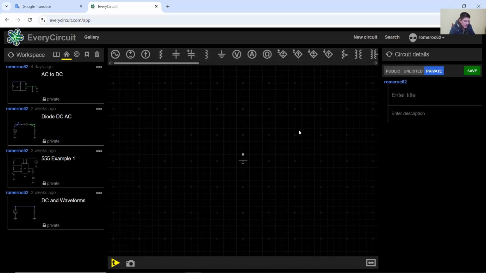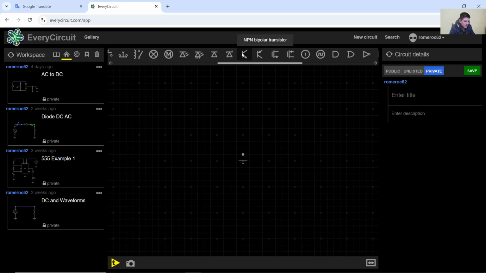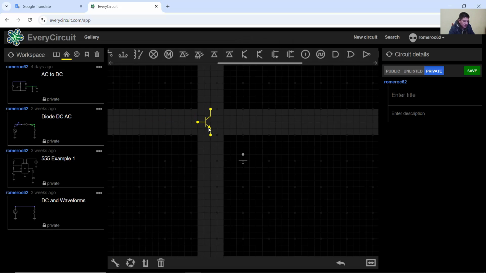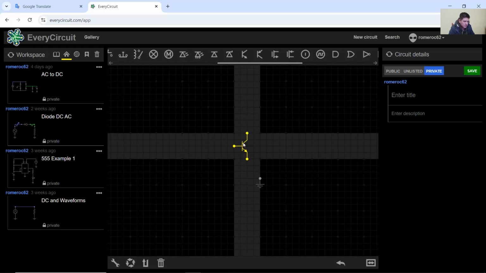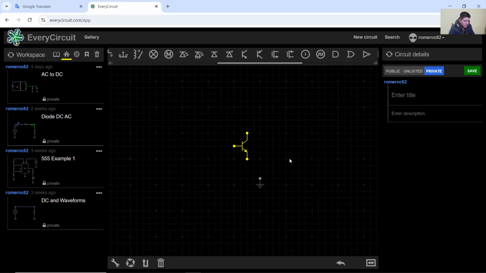Hello my friends, now I will use the transistor, this NPN bipolar transistor. Click, okay. Drag to the workspace, very nice.